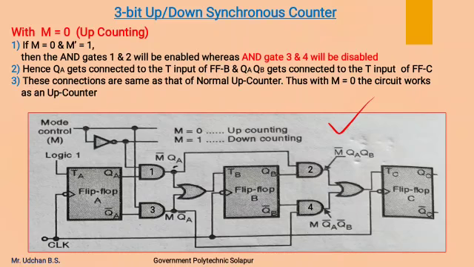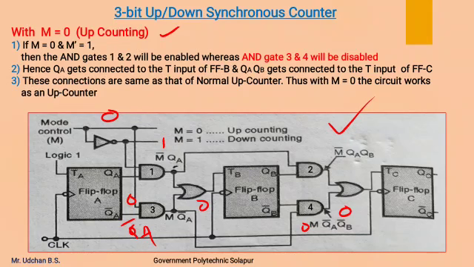So this is the diagram for the 3-bit synchronous up-down counter. It will act either as an up counter or down counter depending on the value of M. When M is 0, this line will be 0 and the M complemented line will be 1. So the 0 is given to this AND gate 3. Irrespective of the QA complemented value, its output will always be 0. Therefore, this AND gate 4 will receive 0. Its output will be 0.